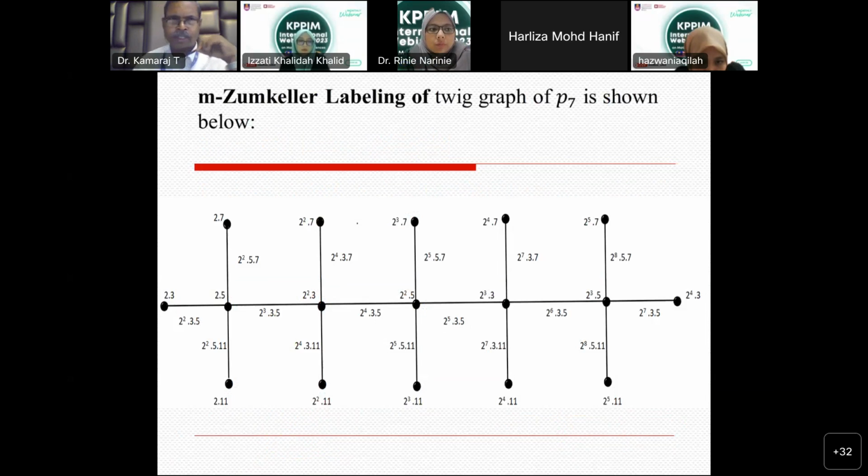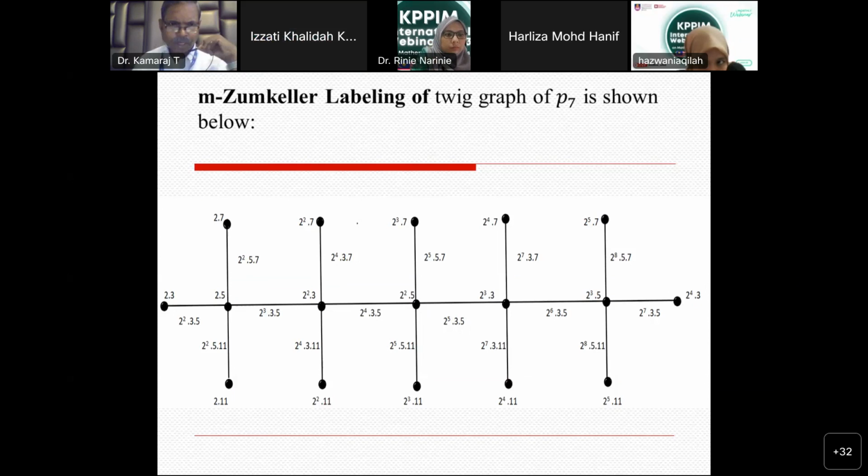Now you see that we have made an m Zumkeller labeling of a twig graph containing 7 vertices in the path. Okay. So here you see how the labels are assigned. I just give one simple example. For this vertex I start with the label 2 into 3. It's not 2.3, it is 2 into 3. And my label for this vertex I am choosing is 2 into 5. Now, what will be the label for the edge connecting these 2 vertices as per the definition of the m Zumkeller labeling? The product of the labels of the adjacent vertices.